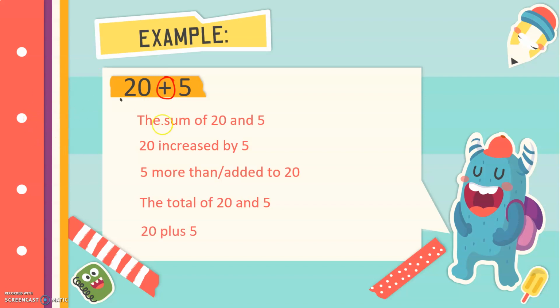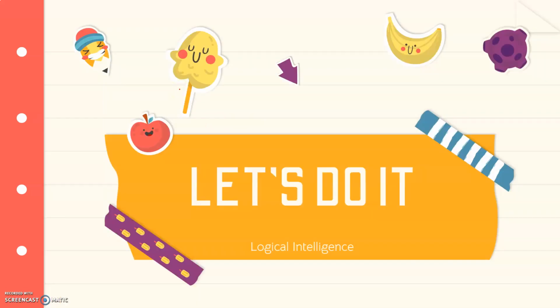So take note again of the keywords more than and added to. Because of the words than and to, you have to interchange the position of the numbers when you write it into symbols. That's why even if we made mention of 5 first in this phrase, we wrote 20 first in our symbols.